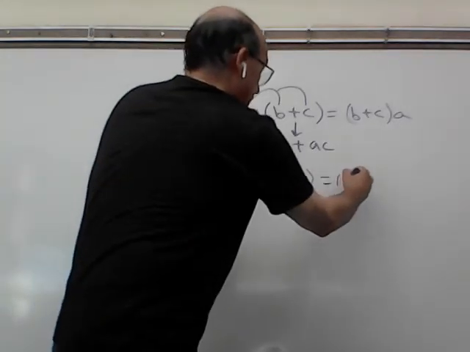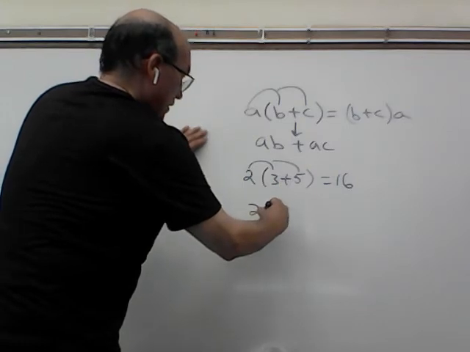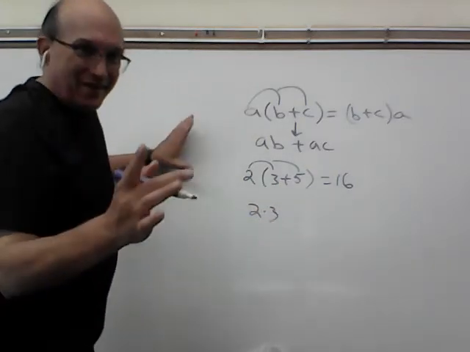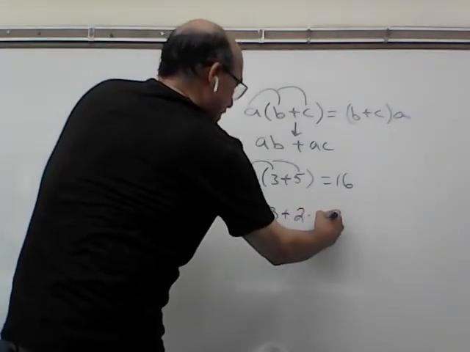So let's just write that here. And now, using the distributive property, I can't write a 2 next to a 3, remember that? 2 times 3, plus 2 times 5.